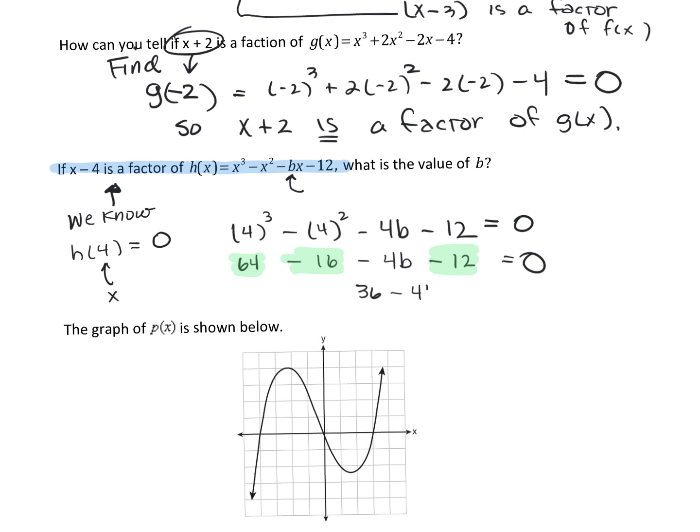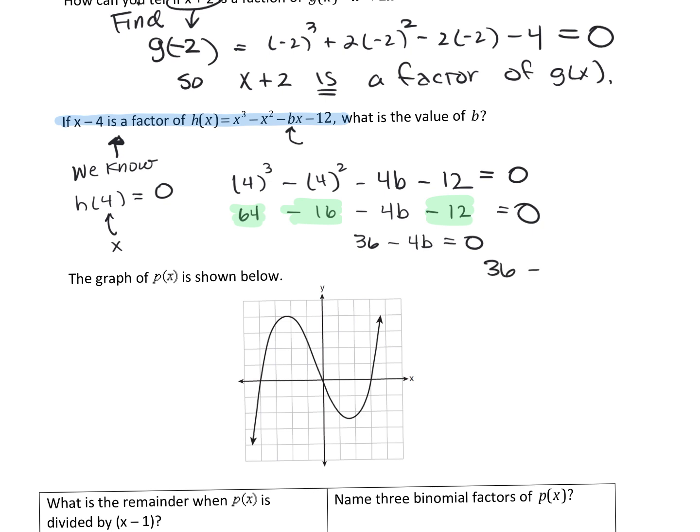Thirty-six minus 4b equals 0. How would you solve this equation? Add the 4b over and then divide 36 by 4. So what we found out is that if x minus 4 is a factor, then the number in front of the x is a 9. Okay, that's what we figured out. That's like upping the difficulty level when they do that to you. But they had to tell you that x minus 4 is a factor so that you could make the equation.